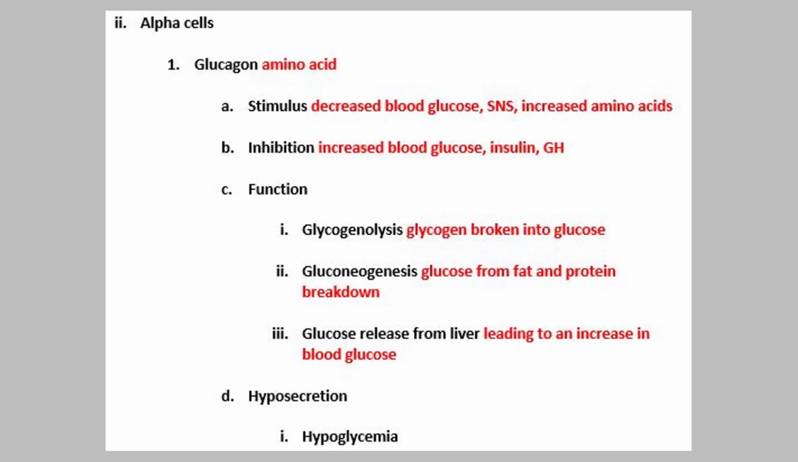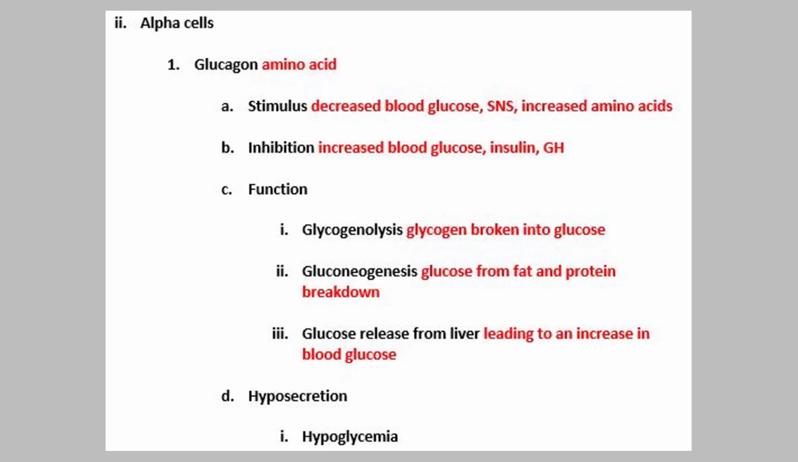And third, glucose release from the liver. Well, in glycogenolysis, we're breaking that glycogen down into glucose, but we need to spill that glucose out into the bloodstream so that the body can use it. That's what part 3 there is talking about, glucose release from the liver.